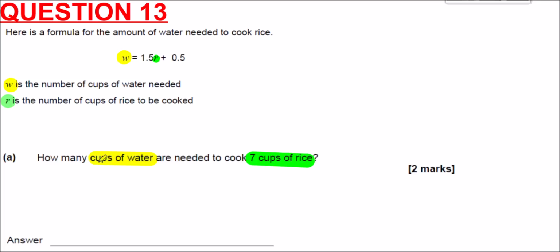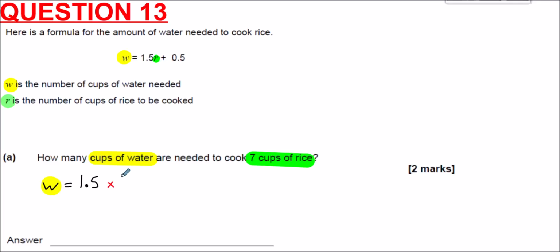If we want to work out how many cups of water, we're wanting to work out W. And so this is the formula for working out how many cups of water we need. It's 1.5 next to the R. 1.5 next to R means 1.5 multiplied by R. So we're going to be working out how many cups of water. So we do 1.5 multiplied by the number of cups of rice we need, which in this case is 7 cups.